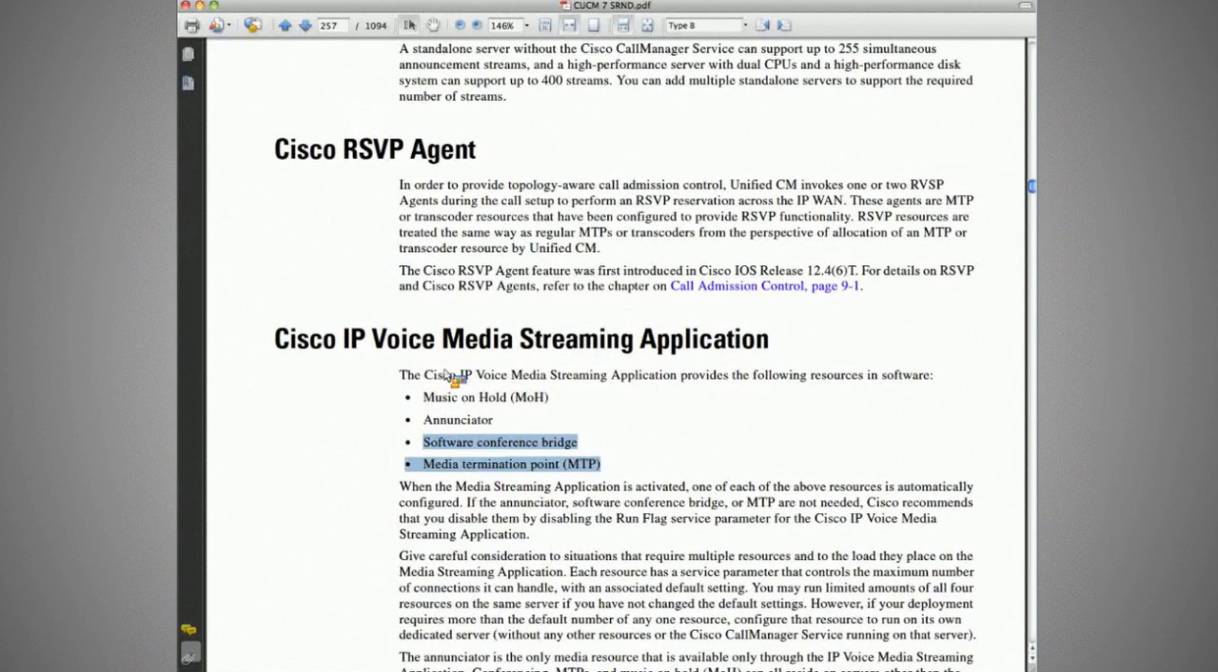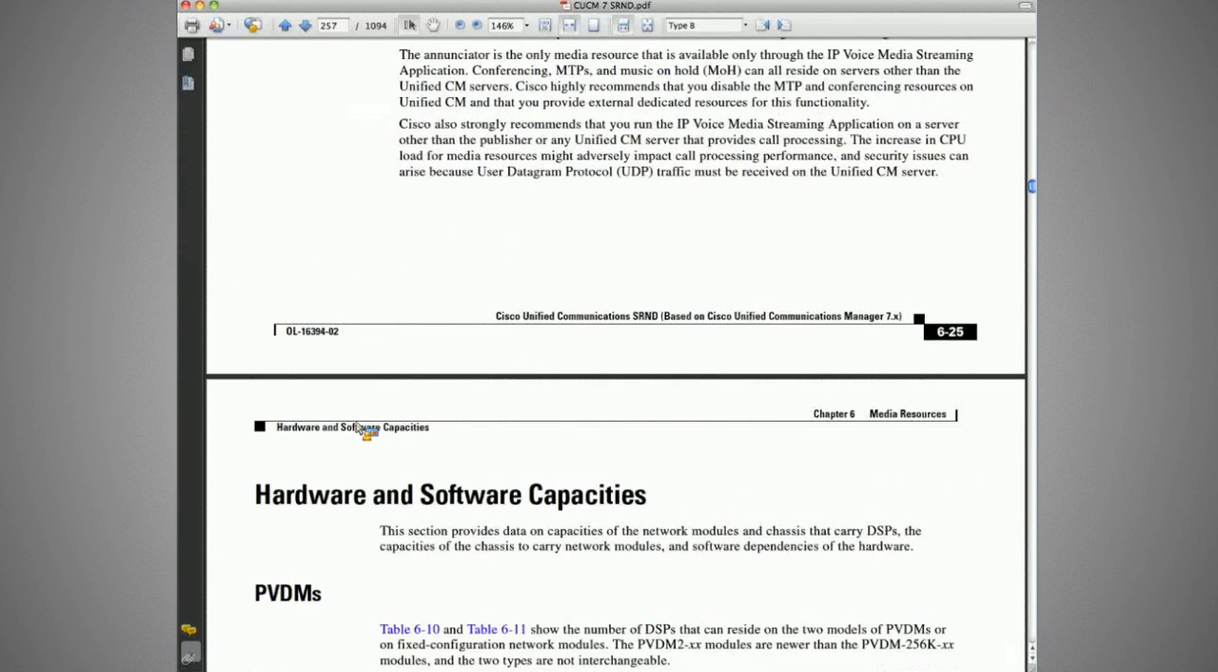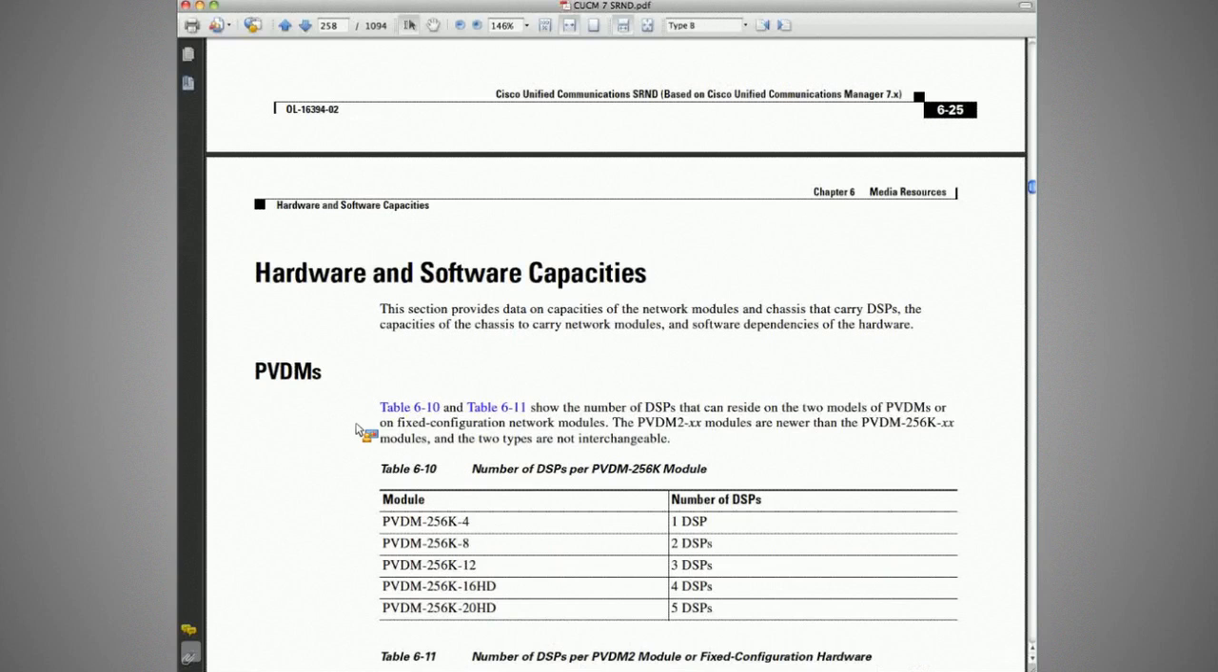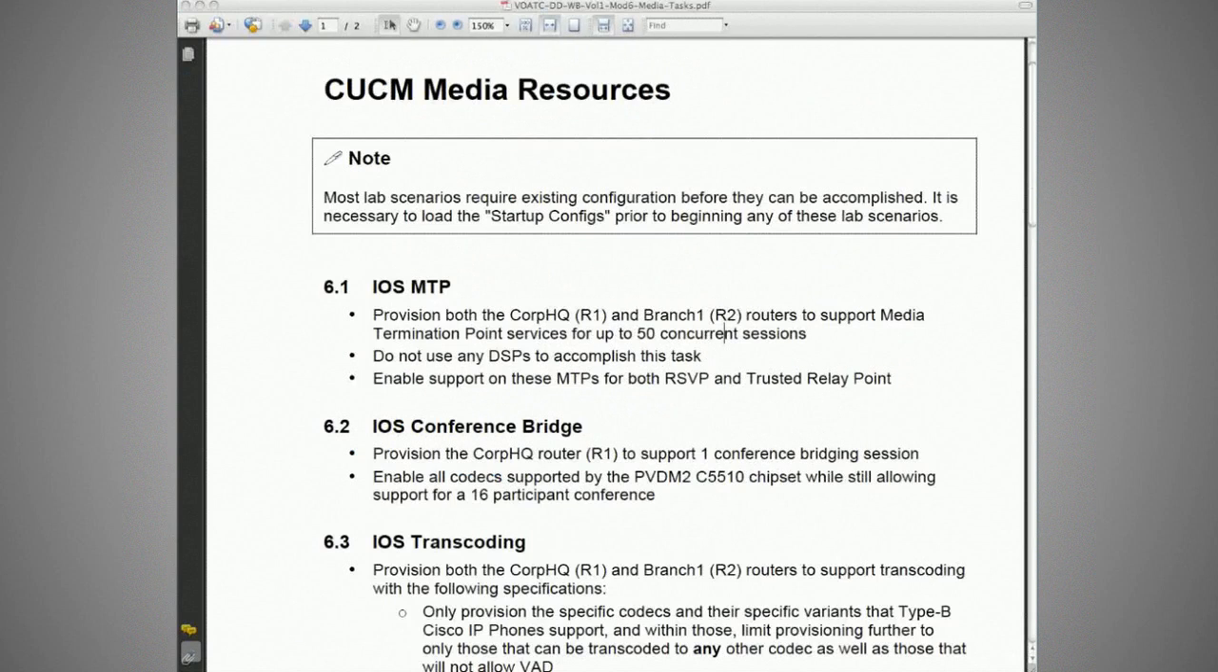Again, these two, software conference bridge and MTP, in the CUCM IP Voice Media Streaming app, only support the G.711 mu-law and G.711 A-law codecs. They do not support G.729. Music on hold and annunciator do support G.729 and wideband. So again, this gets into capabilities for PVDMs, PVDM2s based on your hardware and so forth. So it's a good idea to read through that and certainly understand that information.